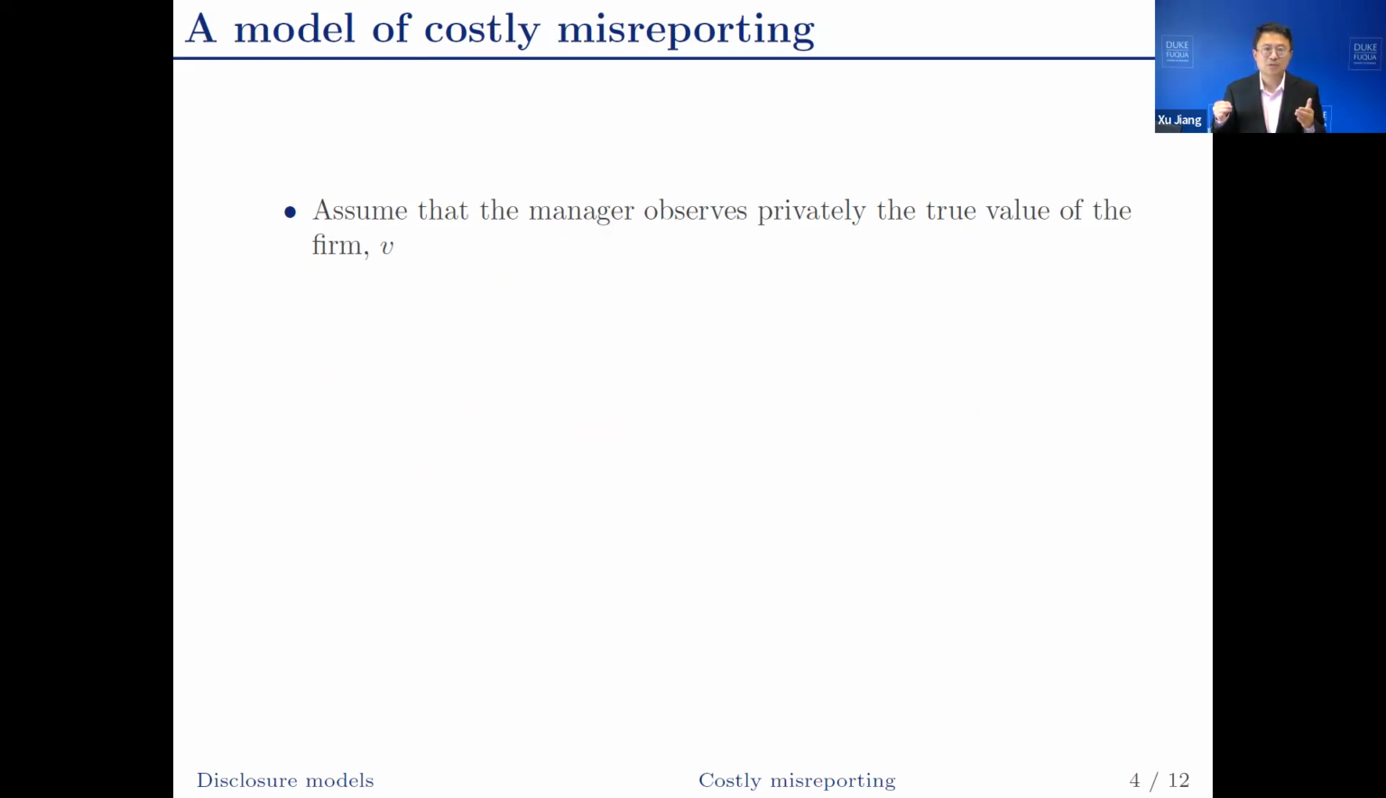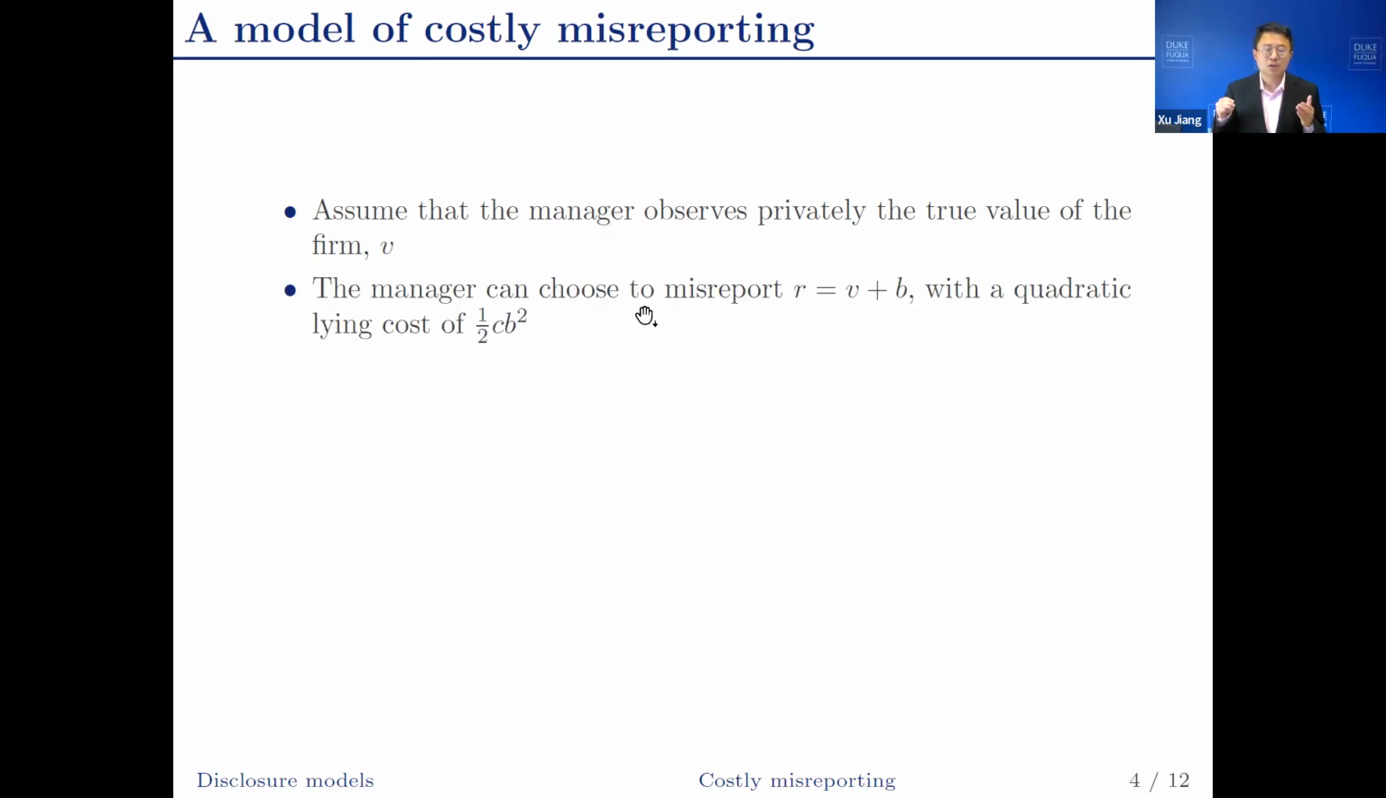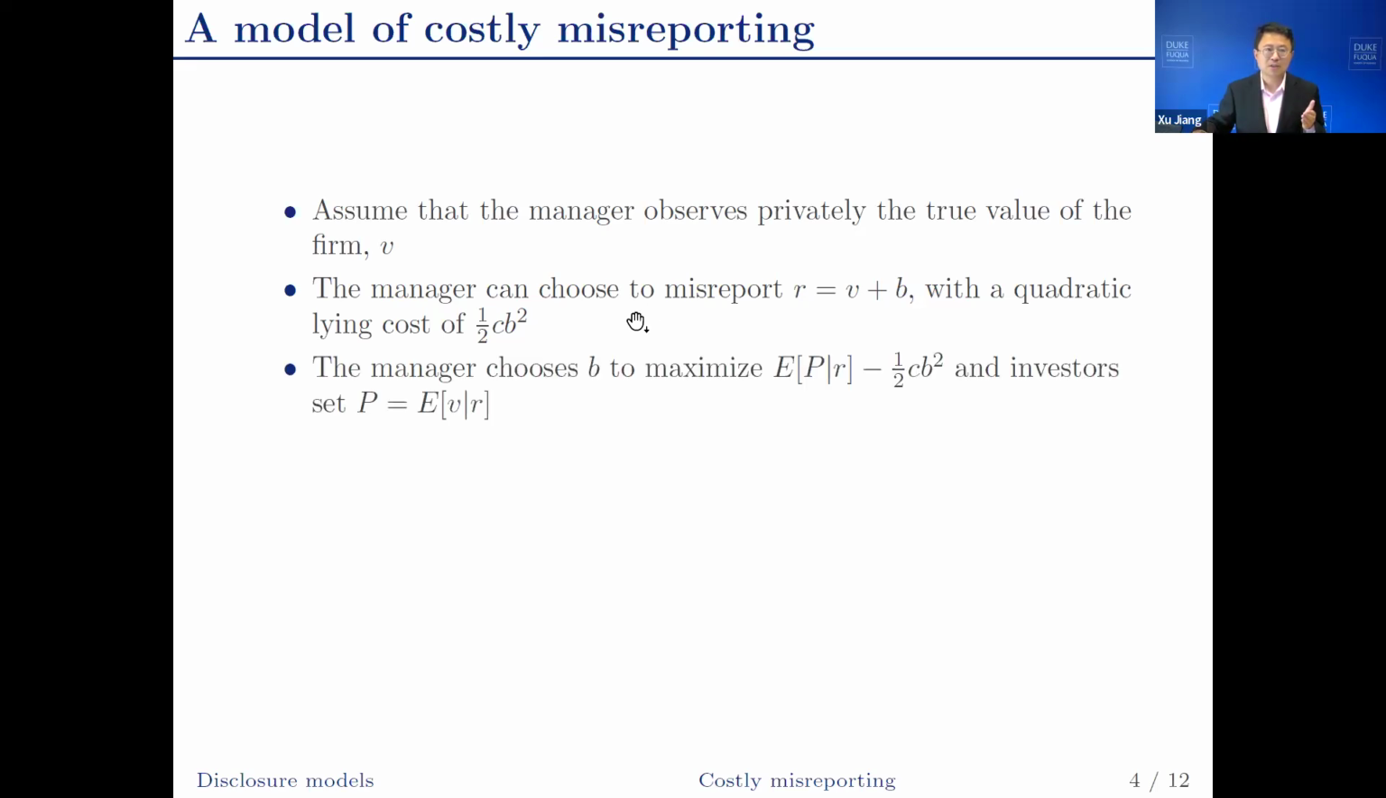The manager observes the true value of the firm V privately. Investors do not know. The manager can choose to report some R that is different from V. Reporting R different from V incurs some lying cost, and the lying cost here is assumed to be some quadratic cost. The manager chooses how much to misreport to maximize the expected price conditional on the report minus the lying cost. Investors set the price equal to the expected value of V conditional on the manager's report. And of course, investors are going to conjecture managers' misreporting strategy.